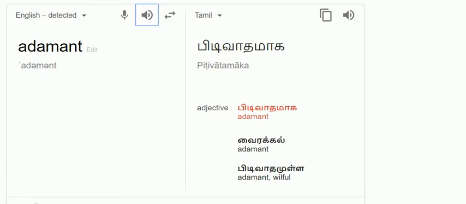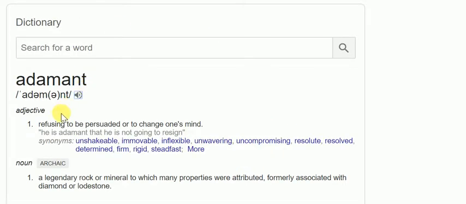Adamant is a word we use when someone is not changing their mind. If you're trying to change someone but he is very stubborn about one particular thing, that time he is adamant. So the first word is adamant.